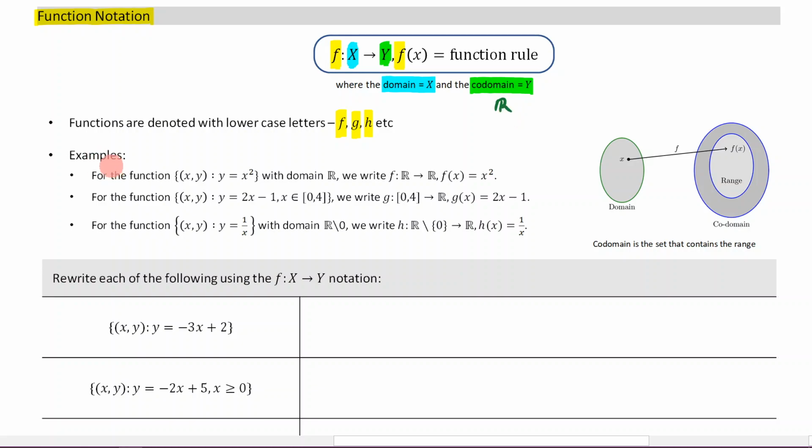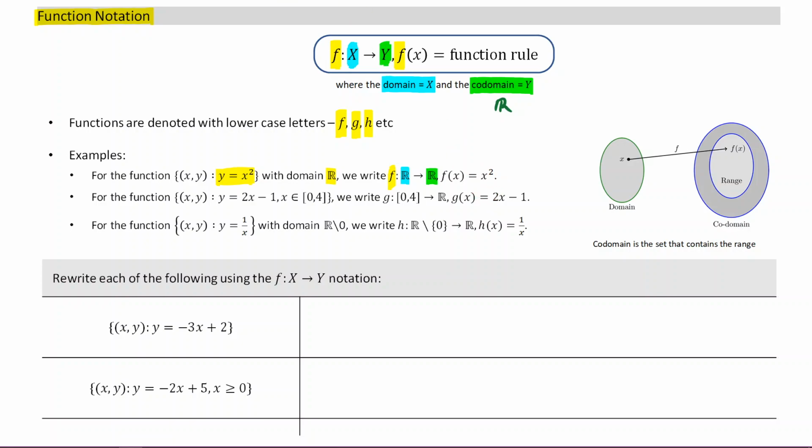All right, let's go through some examples here and cement this idea in our heads a bit more. Let's say you had the function y equals x squared with a domain of R. Well, the way in which you would use function notation to write this down is you would say, f colon, this right here is my domain. So this all real numbers here, I'll highlight it in blue, that's my domain. And then I've got an arrow, and then the next R, that's my codomain. Then we've got a comma, then f(x) is equal to the function rule. So in this case, x squared.